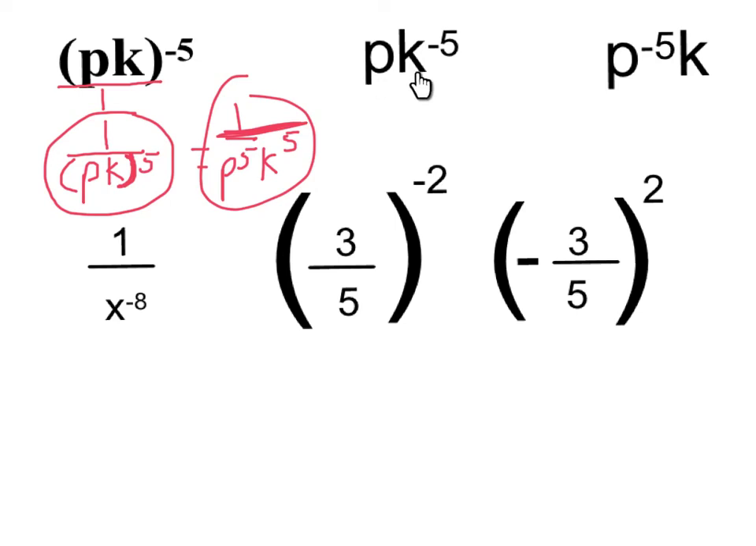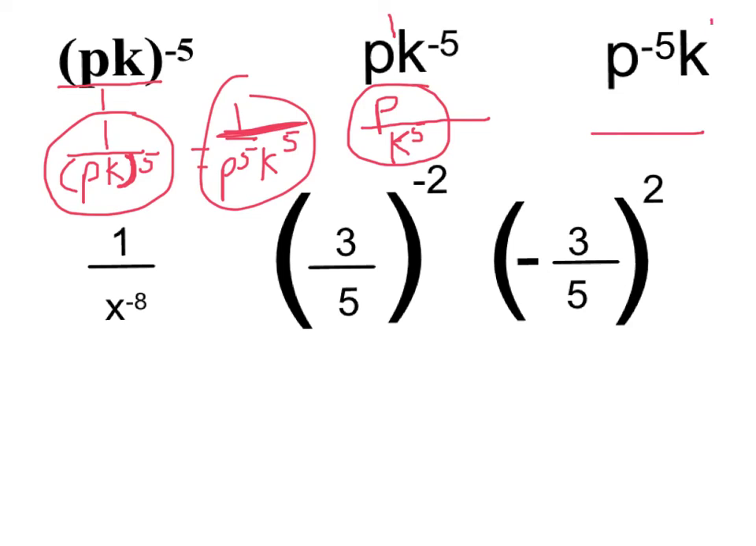All right, remember this one. They're not glued together. So this is really p to the 1st and k to the negative 5. So the p stays up, but the k goes down, and it becomes positive 5. They're not glued together. There's your answer.